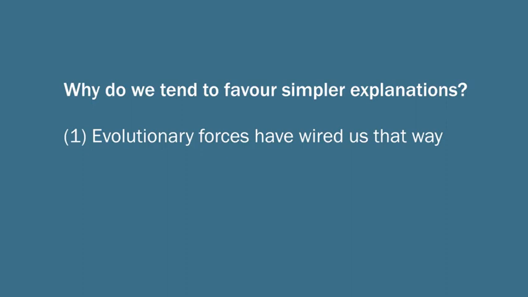But if that's right, if the reason we favor simpler explanations is because evolution wired us to do so, then we have to worry about what we're actually doing when we do science. Because what we thought we were doing was getting at the truth about things. But in this way of thinking, what we're doing is just following the lead of evolved dispositions we have. And those evolved dispositions may or may not be leading us closer to the truth.